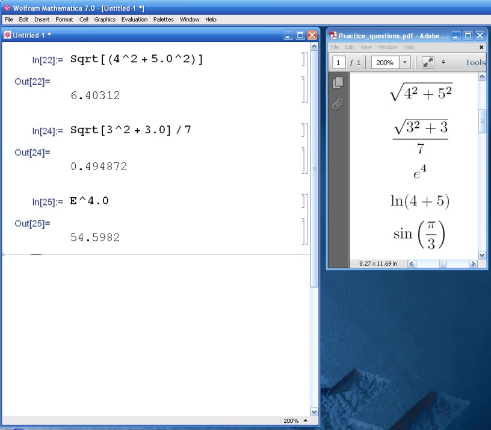If you're interested in what this number E is, then just type in capital E to the power 1.0, and that's the decimal form of the number, at least an approximate one. Okay, we'll do the next 2 calculations in the next video.